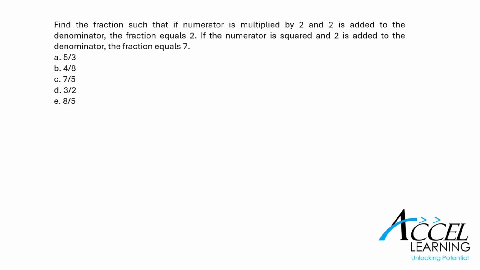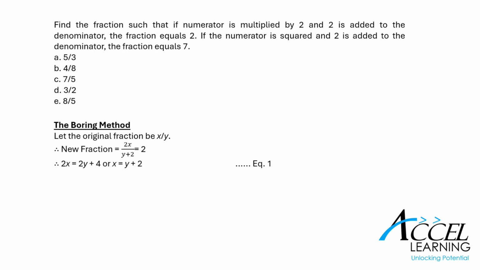Here's the same question. Pause the video now to see if you want to solve the problem first before we do. So, the standard method. Let the original fraction be x over y. Therefore, the new fraction equals 2x over y plus 2 equals 2. 2x equals 2y plus 4, or x equals y plus 2 is equation 1.